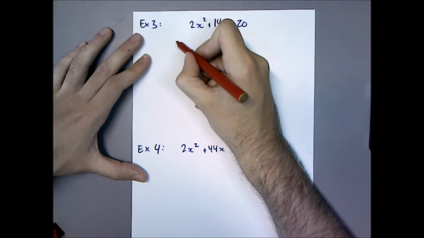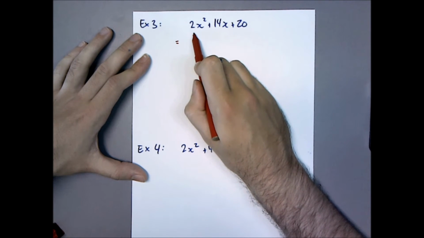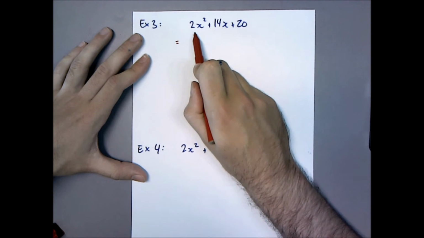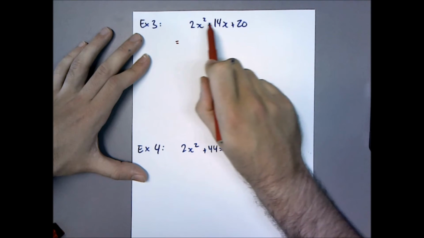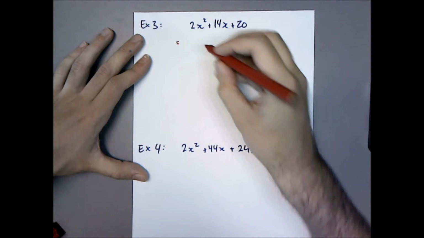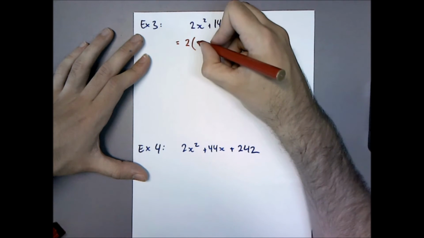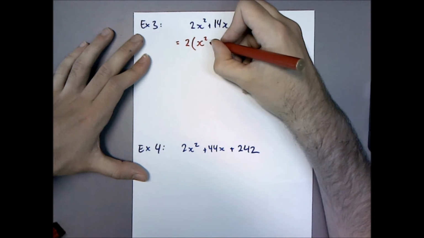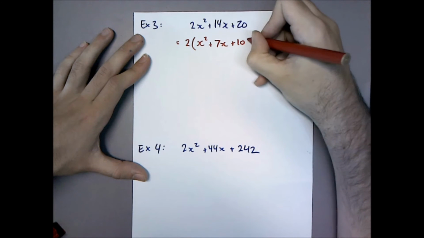So in this one, you can see it's different from the other ones because I've got this 2 out the front. So I can't use the process I did before while I have this 2 out the front. But you might realize that each of my terms here can all be factorized by the number 2. So I'm going to remove that 2. So I'm going to take the 2 out. 2x squared divided by 2 is x squared. 14x divided by 2 is plus 7x. 20 divided by 2 is plus 10.